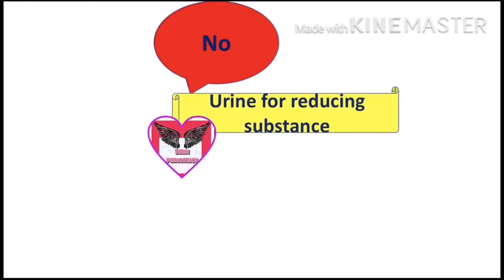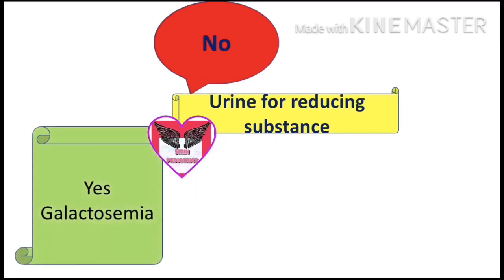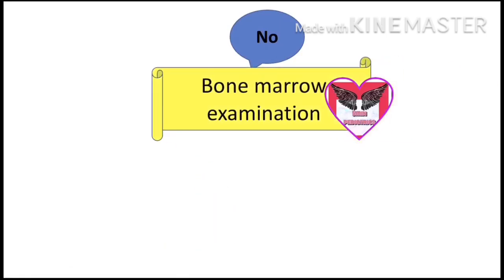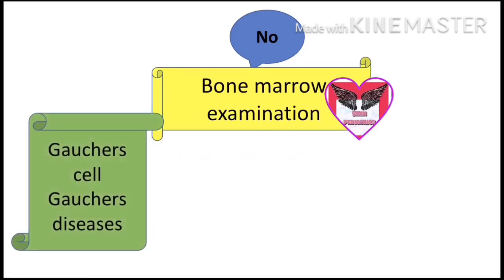If there is no Hurler phenotype, then we go for urine for reducing substance. If urine for reducing substance is present, then we can make the diagnosis of galactosemia. If urine for reducing substance is negative, then we go for bone marrow examination. If bone marrow shows Gaucher cells, then we have Gaucher's disease.